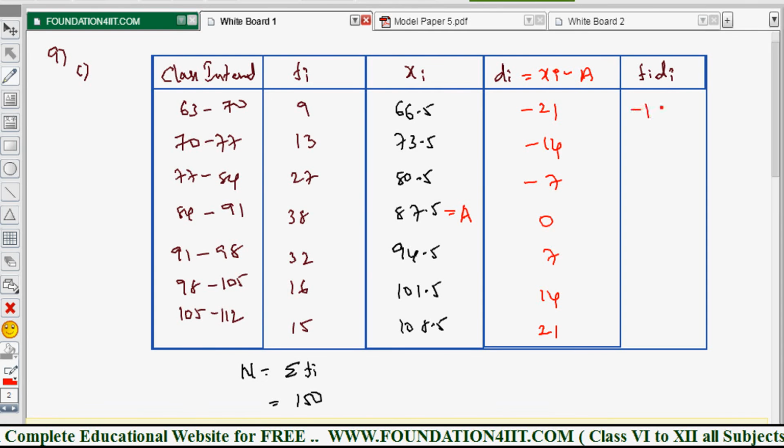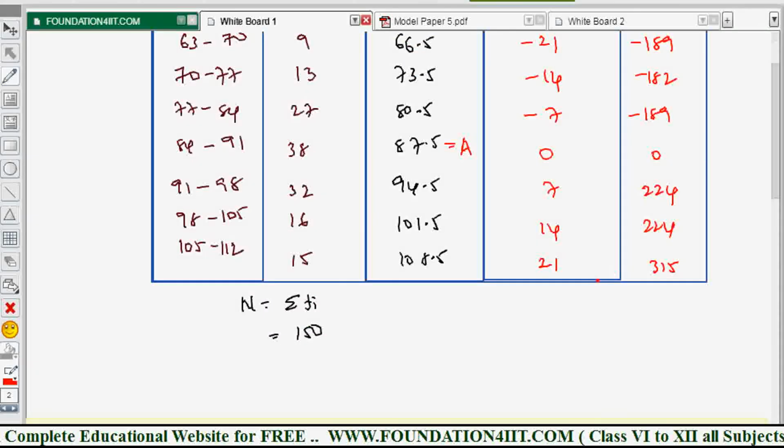Just this, minus 189, and 13 into minus 14 is minus 182. Minus 189, again 0 times something is 0, so 224, multiply both, same 224, 14 to 16 and 15, 21 to 315. Okay, then we should add; this is sigma fi and sigma fi di. Add the negative numbers and positive numbers and subtract, you get 203, right, total.